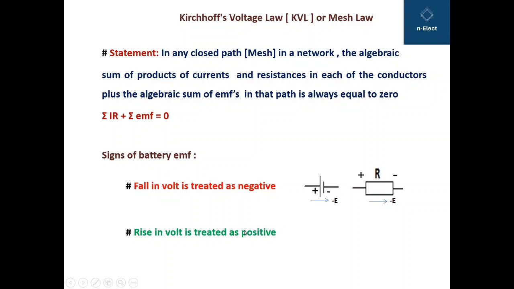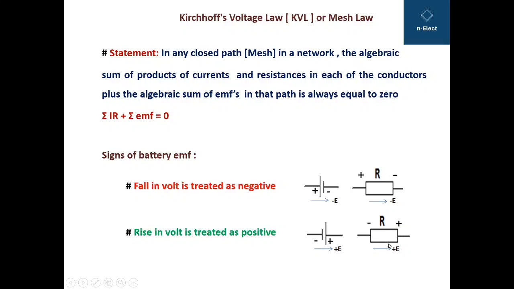Exactly opposite to this, a rise in voltage is treated as positive. From the diagram it will be clear. Here the direction of current remains the same, but the battery polarity has been reversed. So the current is going from negative to positive, that is lower to higher voltage, and it is treated as plus E, or equivalent to plus E.